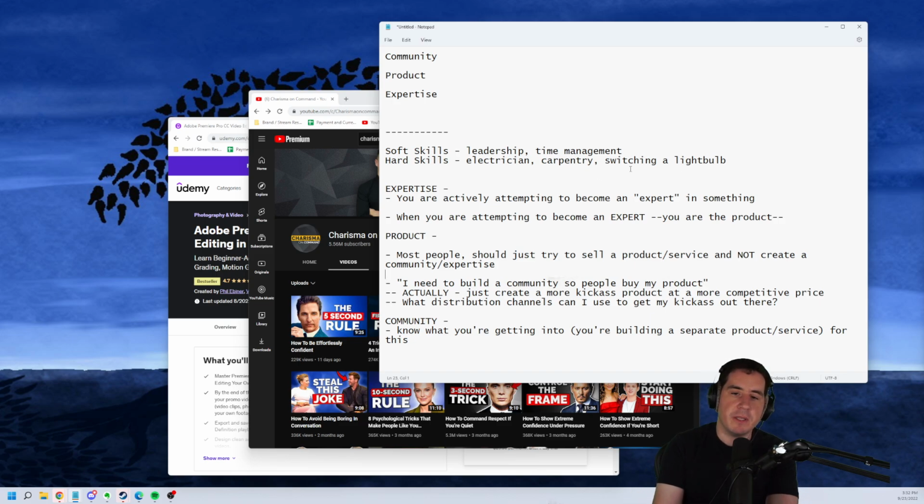So if you're teaching something that's a hard skill, I would not be as inclined to provide tons of free resources. And if you look at people that are teaching hard skills, you'll see that's mostly not what they're doing.